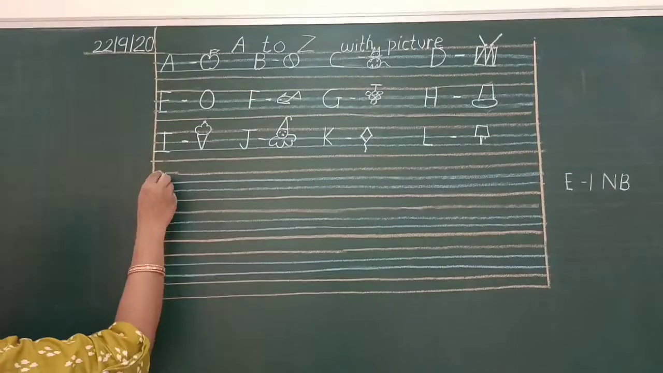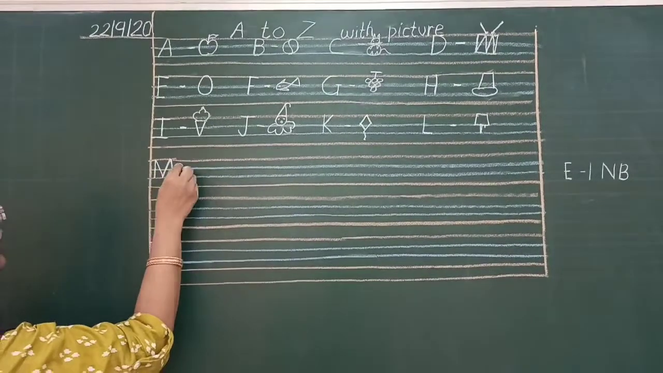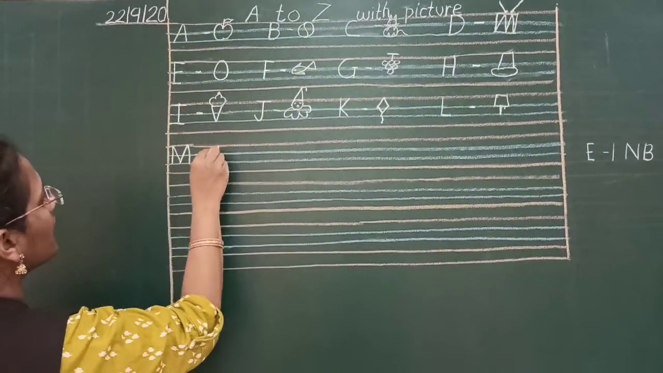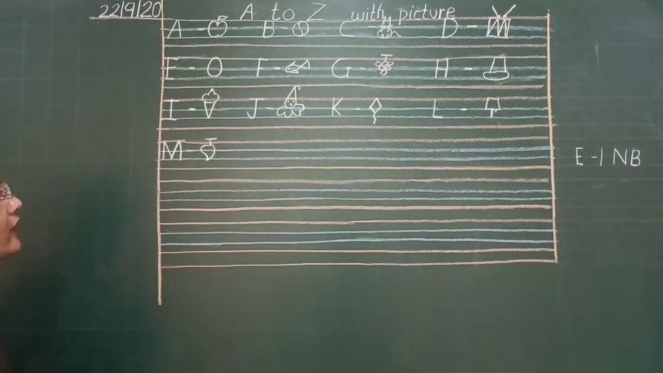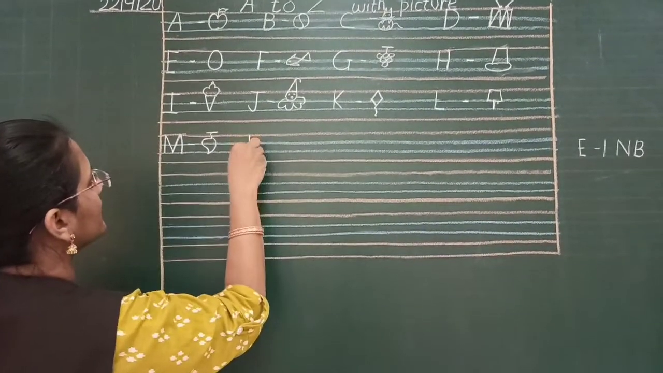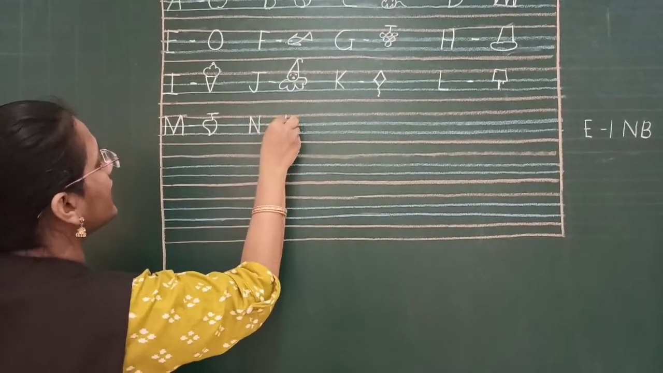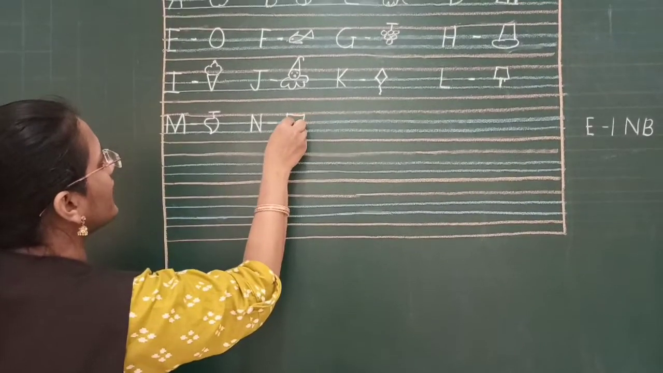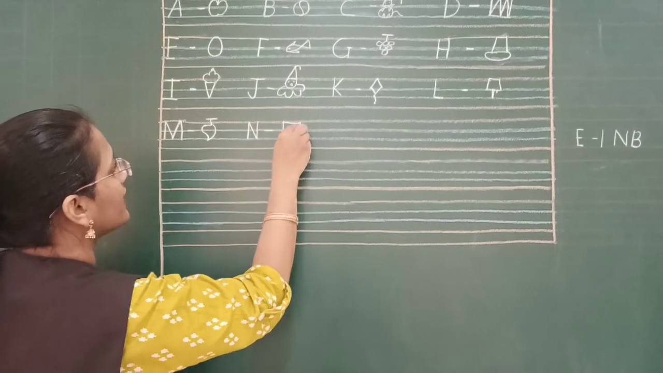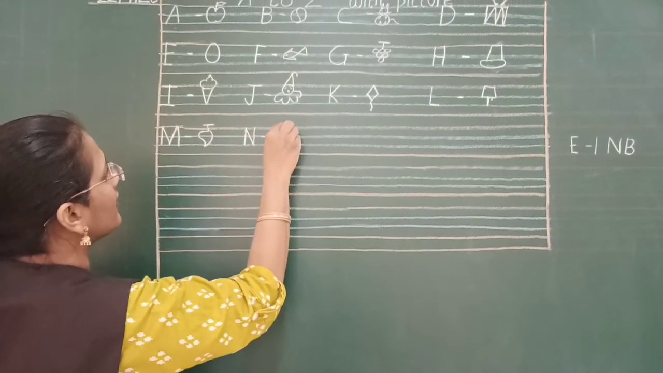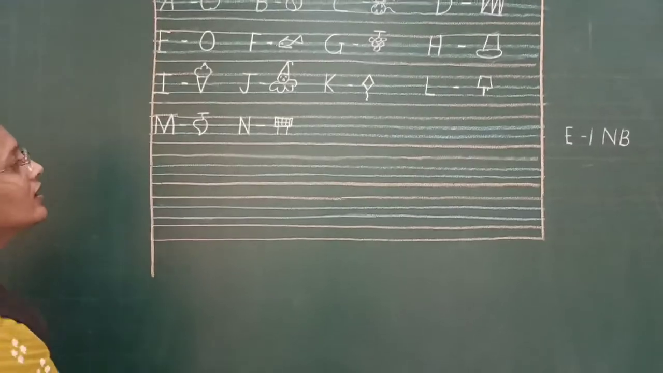After L, M, capital alphabet M, and M is for mango. This way. After M, N, and N is for, we have to draw net. N is for net. First like this, rectangle shape, then two standing line, and then like this standing and slipping line over here. So this is N is for net.